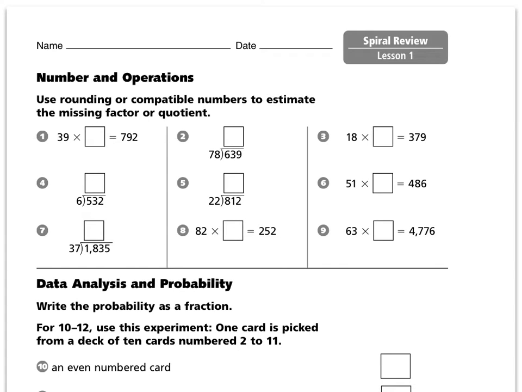Let's look at Chapter 15, Lesson 1 Review, Number and Operations. Use rounding or compatible numbers to estimate the missing factor or quotient. Remember, estimate in order to get a sanity check.